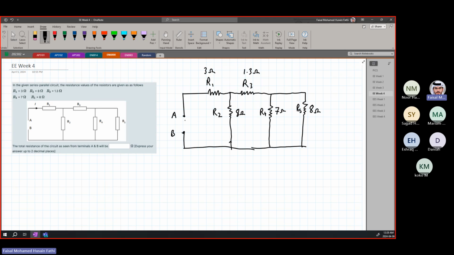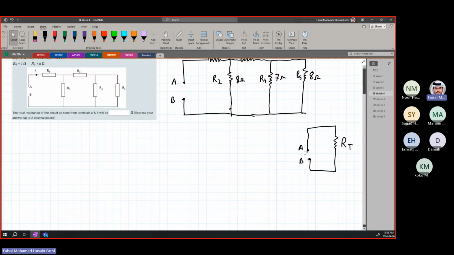The question wants us to find the total resistance of the circuit. What does that mean? They want us to find it as if the circuit was like this: as if we have only one resistor between A and B, which is R total. This is what we are going to try to achieve now. And we want to reach the point where we have just this resistor.